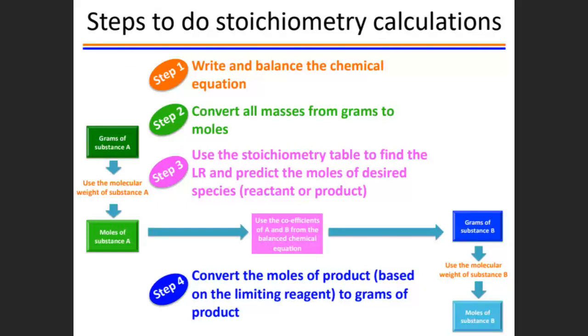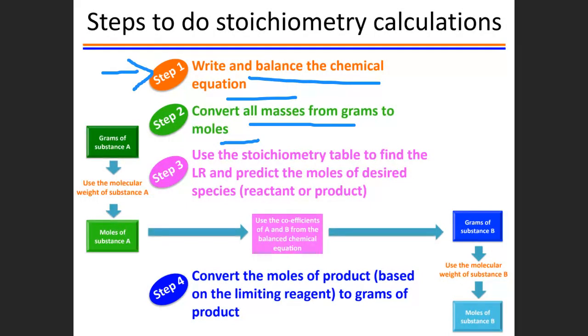So first step, write and balance the chemical equations. Second step, convert all masses from gram to moles. We know how to do that, gram to moles. You know that from the periodic table, the gram atomic mass is for 1 mole. So if we know the amount for a particular compound for 1 mole, we can convert any amount in gram to mole, correct? We just learned last week. So we can do that. This is our second step.